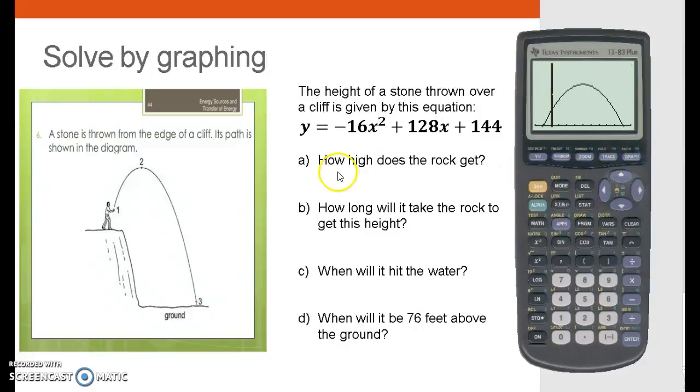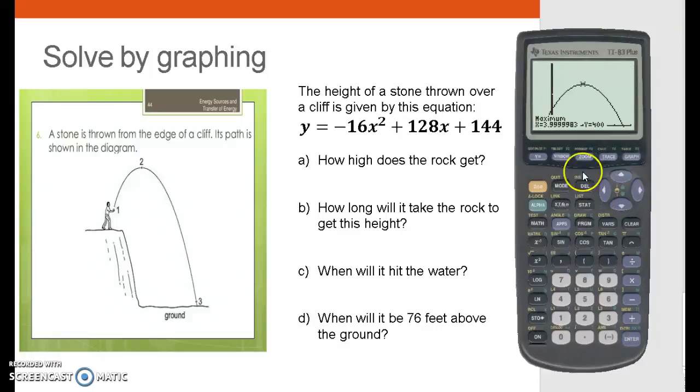And so we want to find how high does the rock get. Well, the first thing that we're going to do is go to second, calculate, or second trace, and we want to find the maximum point. So we're going to go to number 4, click enter, and again, here's my left bound. I want to move to the left of the height, and then I'm going to move to the right of the height, and that's the right bound. I don't want to guess. I just want it to tell me.